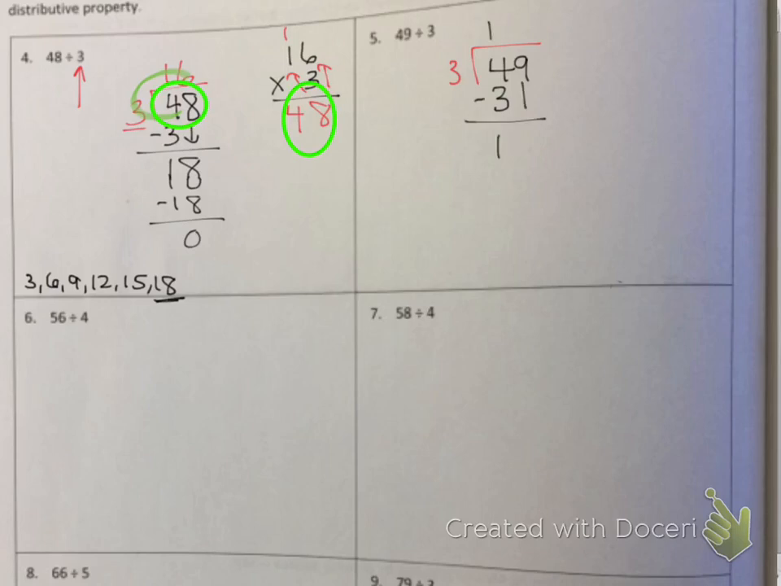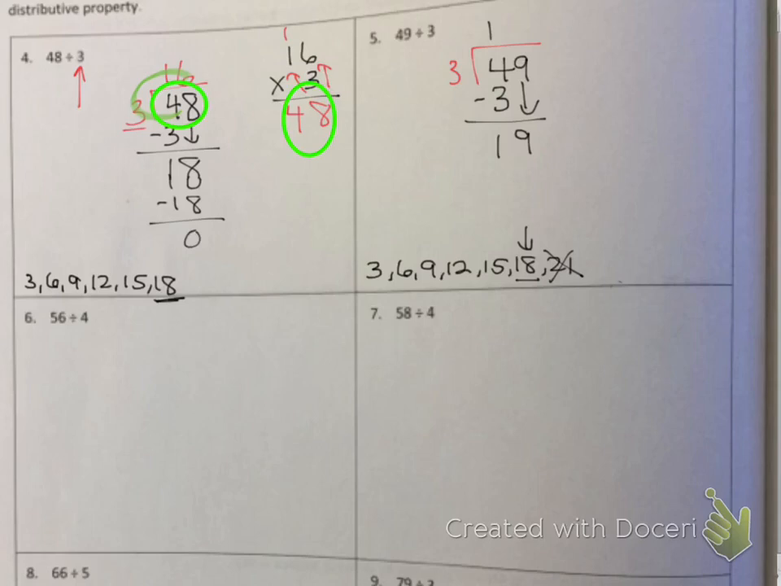Now when I bring it down, I'm going to bring down the 9, so now I have 19 dots. But I'm not going to draw 19 dots. That would take too long. So this is when I'm going to use my multiples. 3, 6, 9, 12, 15, 18, 21. Oh, that goes too far. So 18 is where I'm going to stop.